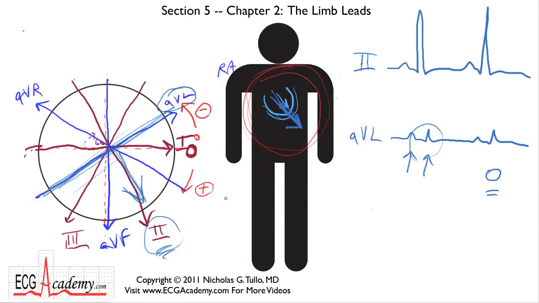Okay, so the basic concept of a lead is that you can, in fact, get a sense of what direction things are traveling. By switching leads, you can get a better view, an electrical view of the heart, because the signal is traveling along that lead rather than perpendicular to it.